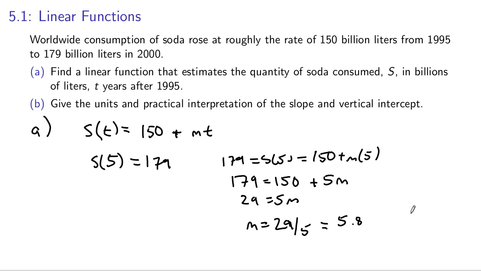And our slope is in the output units, which is billions of liters, over the input unit, which is the years. So billions of liters per year. 5.8 billions of liters per year. More soda is consumed each year.